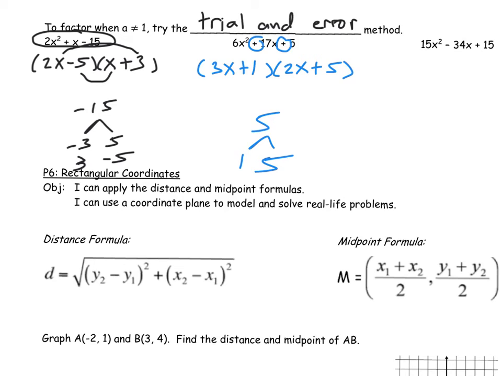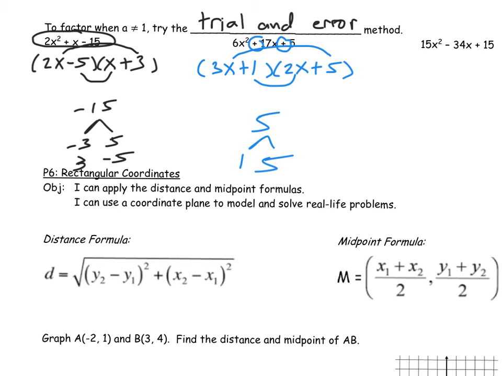Remember, I'm going for a middle term of 17, okay? So here, there's 15x plus 2x. That gets you your 17. Again, if you flipped them, you would have seen 3x plus 10x, which would give you 13x. And that would tell you, hey, wait a minute, I don't want my middle term to be 13, I want it to be 17. I've got to try something else.